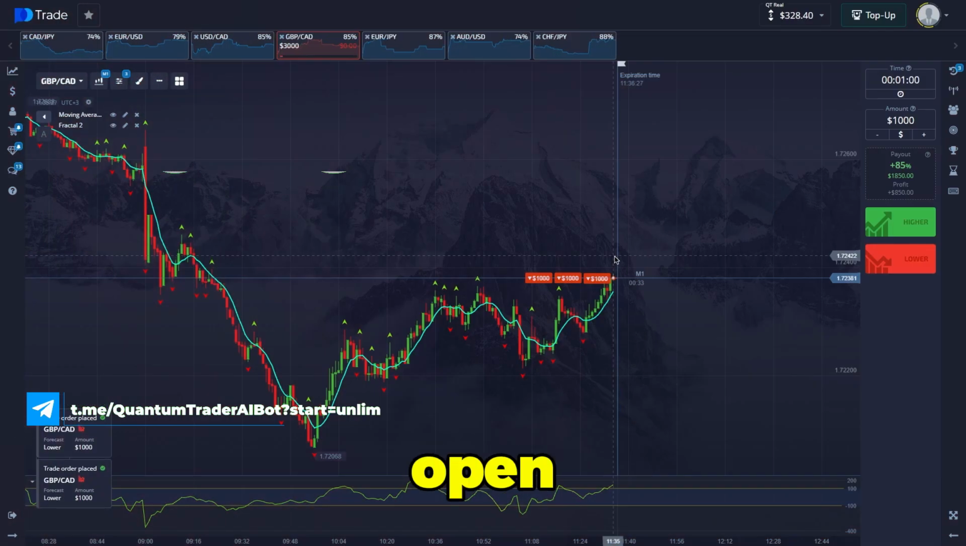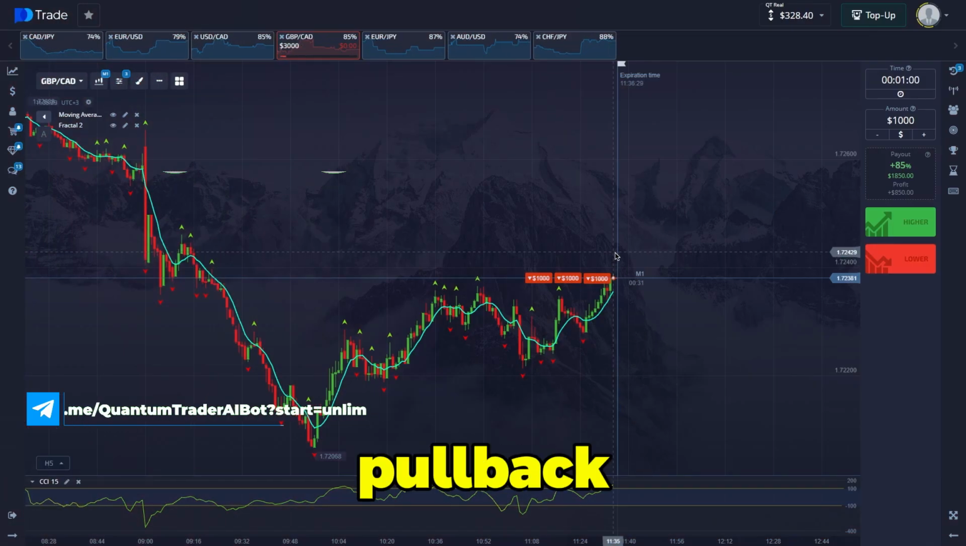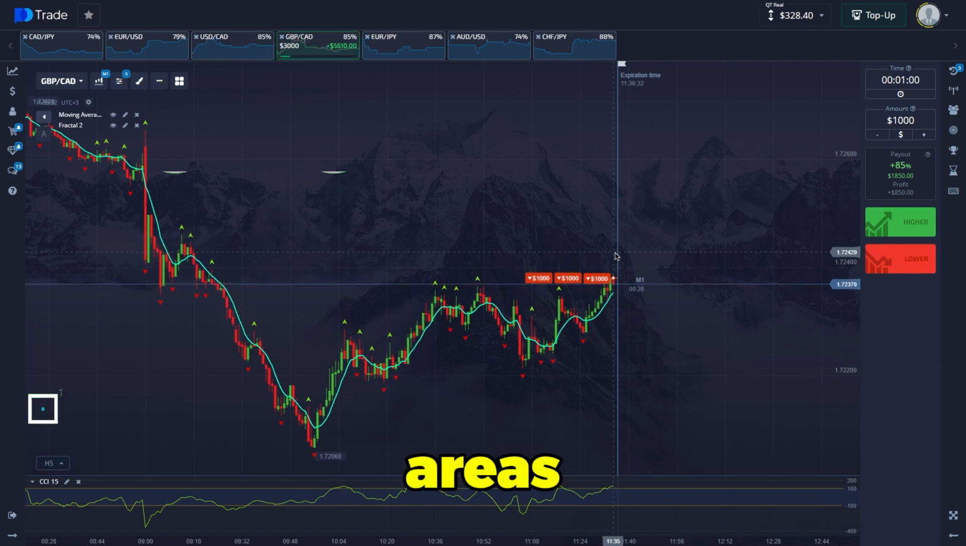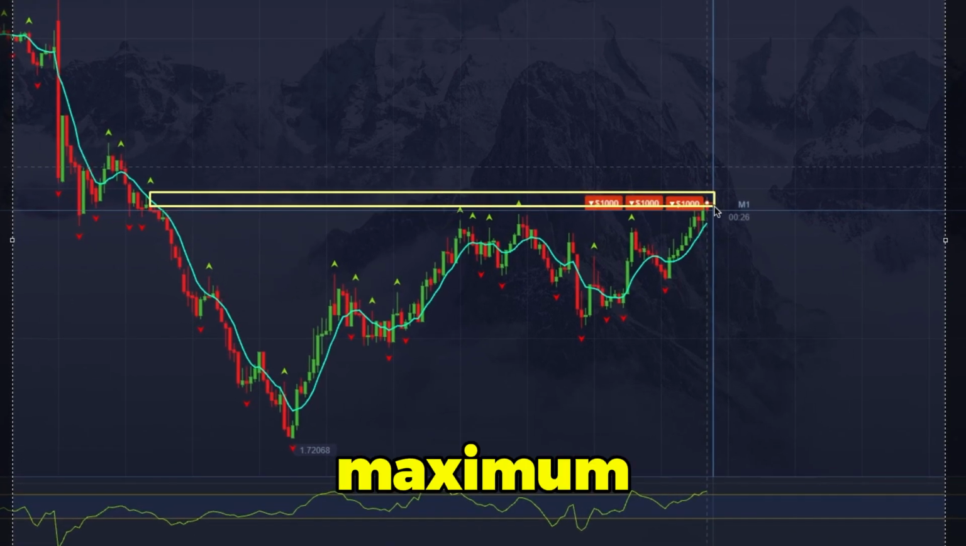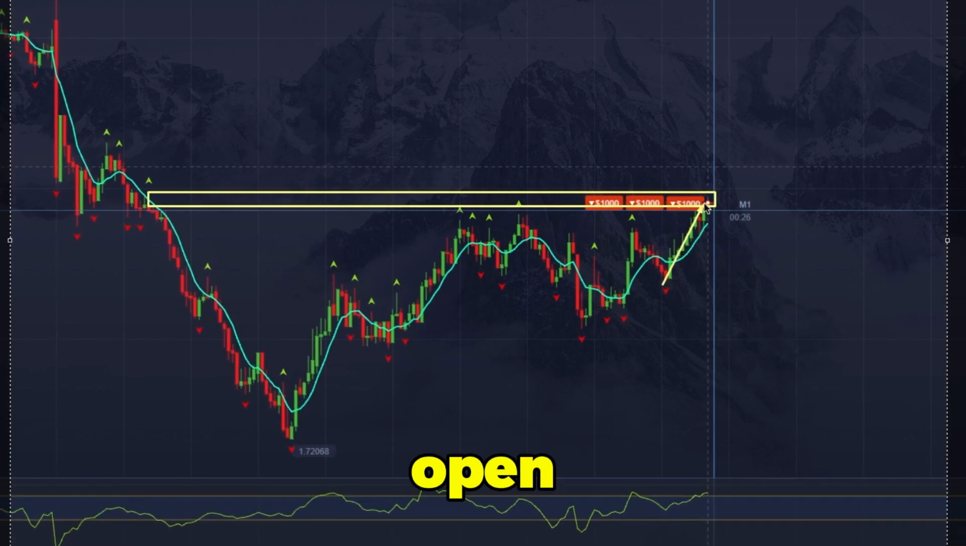Here, we will open 3 short trades. We will open in a pullback of the price, touching the resistance areas happening here. We have a good opening point. We have an update of the price maximum, and I want to see a pullback. We open a similar deal.